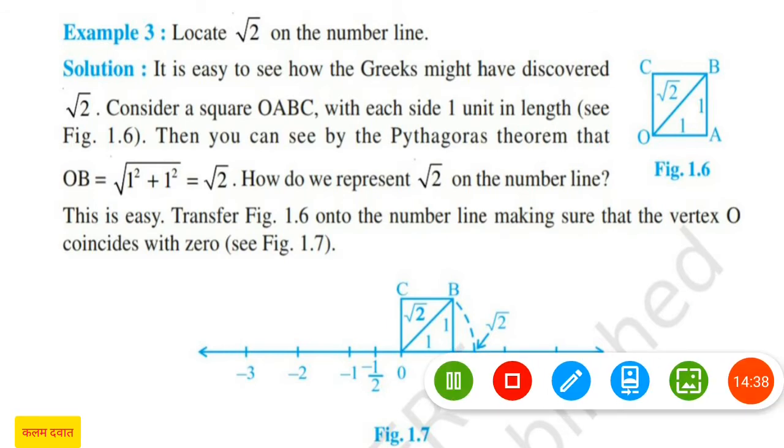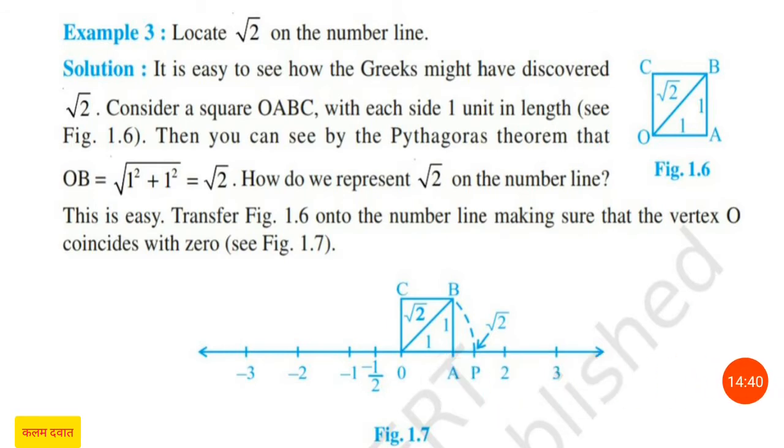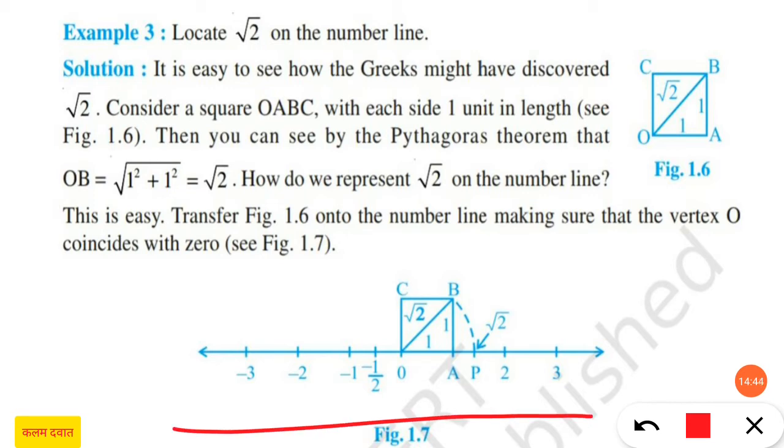Now after this, what do we have to do? We have to perform this activity on a number line. On that, we will take OA as a unit length and we will take OB as a unit length. So OA is 1 and OB is 1. Using Pythagoras theorem, OB will also be root 2.